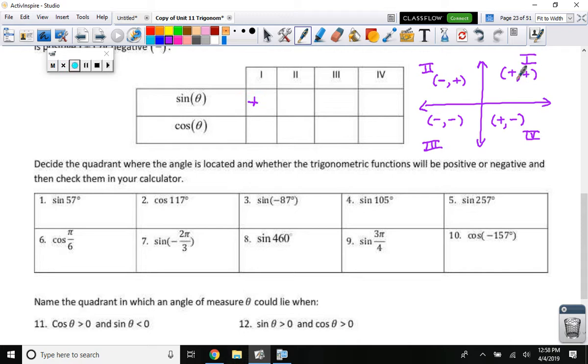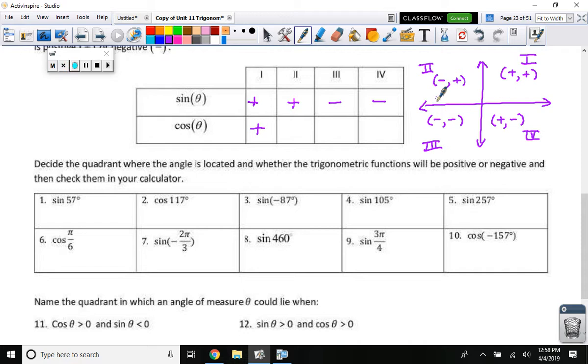Your sine value in quadrant 2 will always be positive because your y values are always positive. In quadrant 3 and quadrant 4, your sine value will be negative, because your y values are negative in quadrant 3 or quadrant 4. X values, cosine. Your x values are positive in quadrant 1.